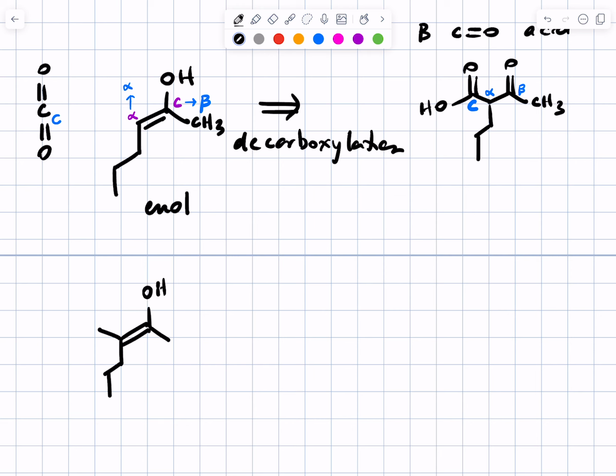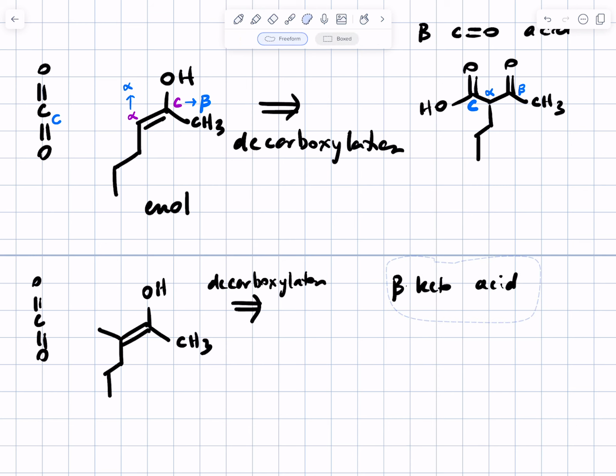Here's your enol. Here's your CO2. You get less help from me on this one. Draw the beta keto acid starting material prior to the decarboxylation step. And let me know when you got it.